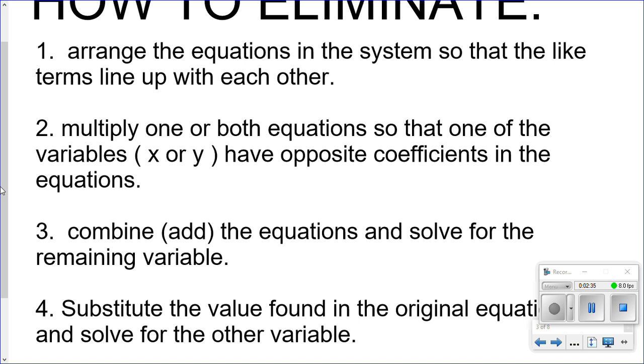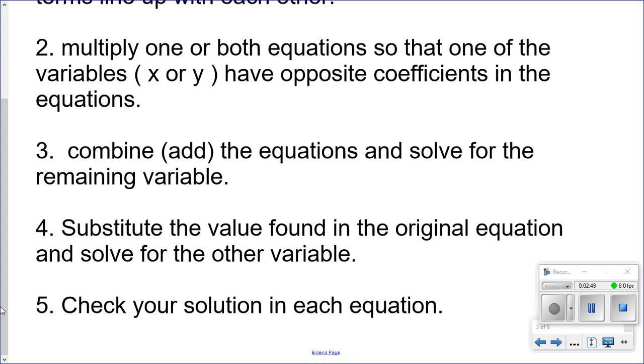Step 4 then, once you have the value for the variable you solved for, you plug that back in and solve for the other variable that you need. Step 4 and 5 are the same as for substitution. Step 5 is to check your solution to make sure you have it, and you check it in each equation. I know it seems very confusing because we're talking about it without actually seeing an example. So let's try an example now.